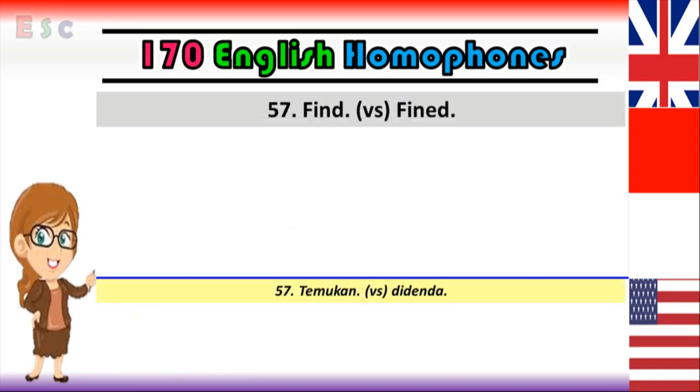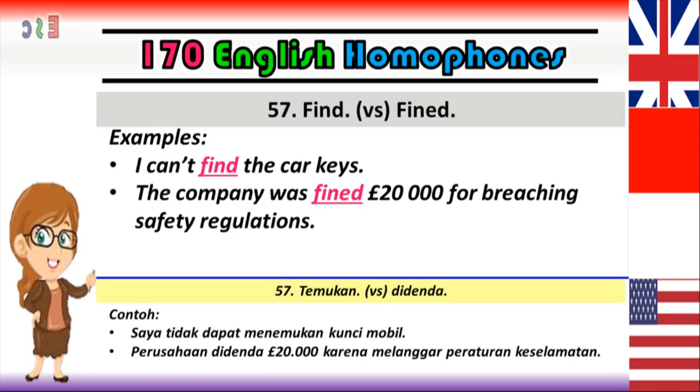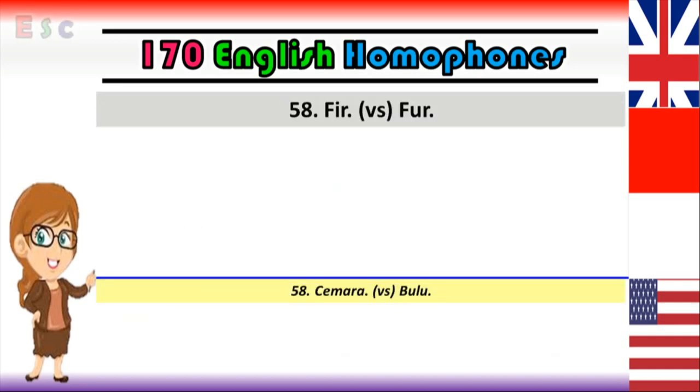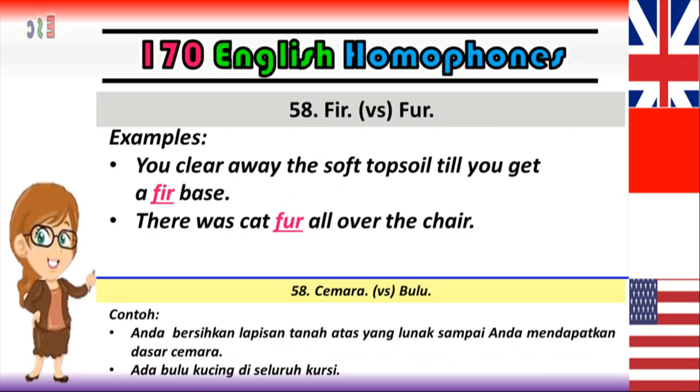57. Find versus fined. Examples: I can't find the car keys. The company was fined £20,000 for breaching safety regulations. 58. Fir versus fur. Examples: you clear away the soft topsoil till you get a firm base. There was cat fur all over the chair.